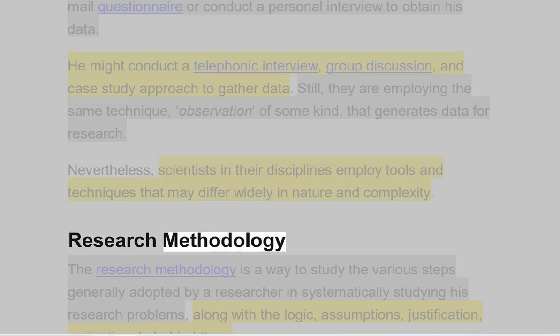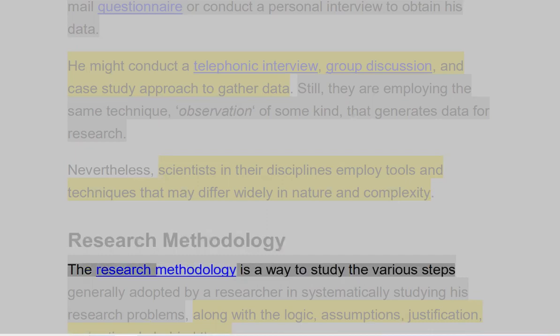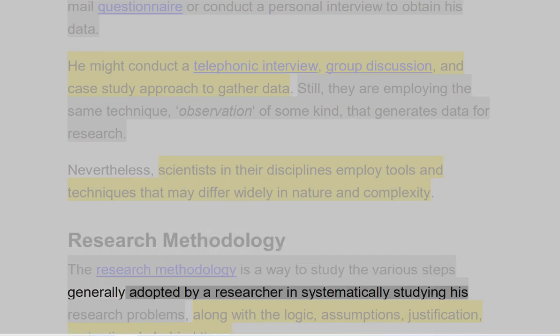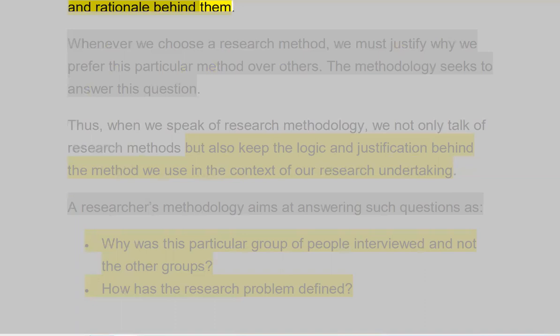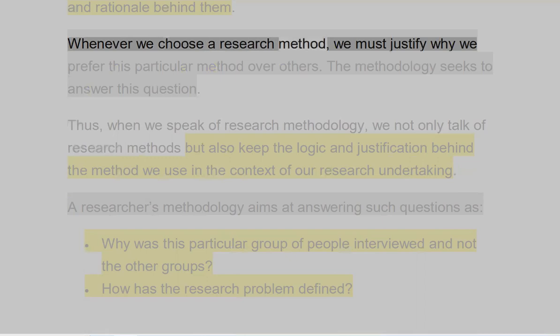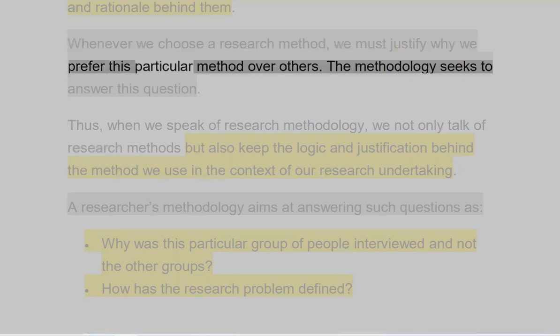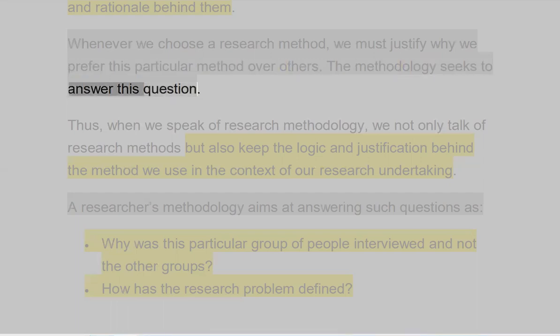Research methodology. The research methodology is a way to study the various steps generally adopted by a researcher in systematically studying his research problems, along with the logic, assumptions, justification, and rationale behind them. Whenever we choose a research method, we must justify why we prefer this particular method over others. The methodology seeks to answer this question.